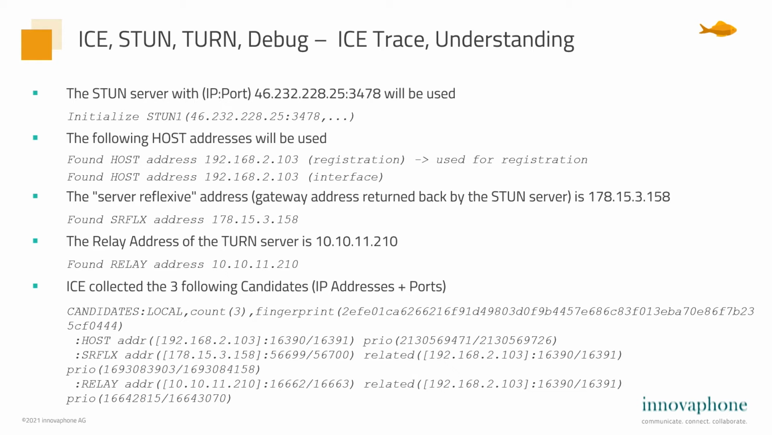So if I'm in a LAN, like here 192.168.2.103, this is my own IP address, the IP address of the IP phone or the soft one. And then we will also find the TURN server address. So be careful if you are using a DNS, this can also be an issue. If you don't have DNS resolution, then you can have an issue resolving the DNS name to the IP addresses.